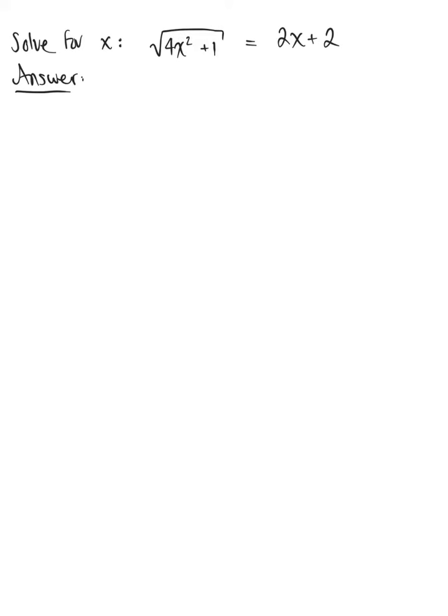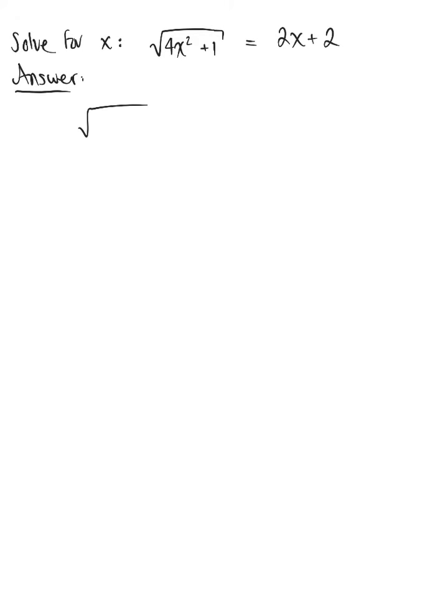Here we're asked to solve for x, and we are given a radical expression, an expression containing square roots. So we have the square root of 4x squared plus 1 is equal to 2x plus 2. So the first thing that we want to do here is remove the square root.